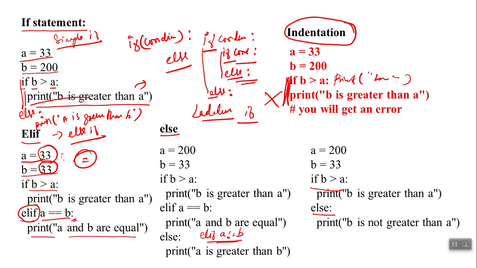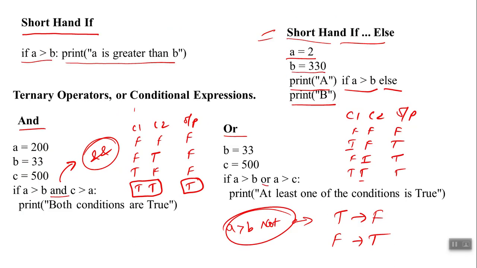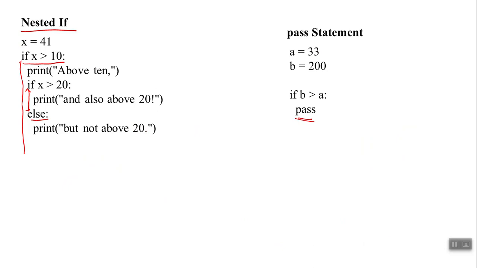Next, simple if, else part, if else. Next is your else if, which will be called ladder if. Then shorthand if, shorthand if else. Then logical operations: AND operation, OR operation, NOT operation. Then an if inside an if is called nested if. Then pass if. So these are all the things available in your if statement.